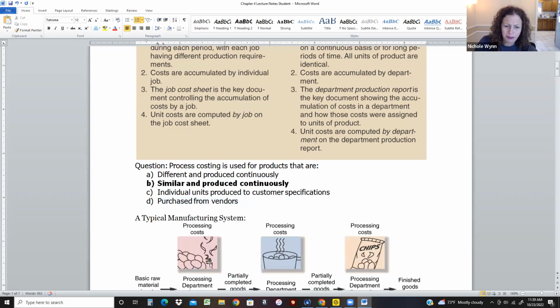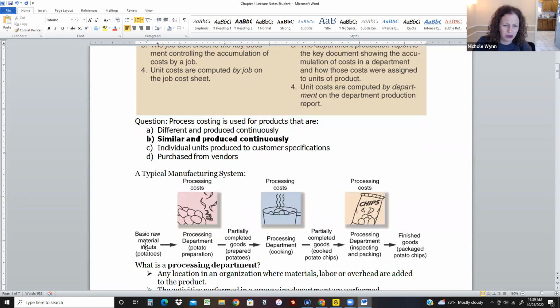So in this chapter, to begin with, we're going to make potato chips. So what will happen is we'll start with basic raw materials, and that would be potatoes. And the first processing department, we're going to prepare them. So we might peel them, we might slice them, however we prepare the potatoes to get them ready to be chips instead. And so then we have a bunch of partially completed chips. They're not done yet. And the next department, we're going to cook them. We might bake them, we might fry them, probably fry them. That's the normal way. So in this department, the process would be to cook them.